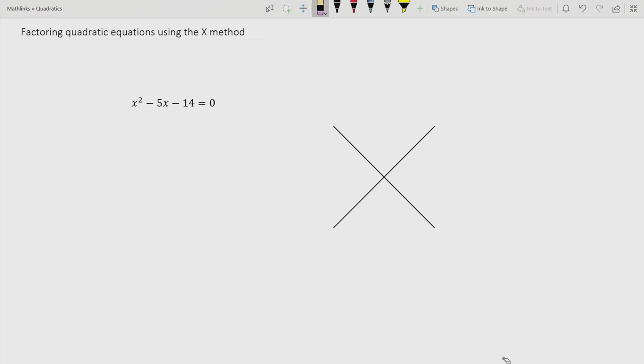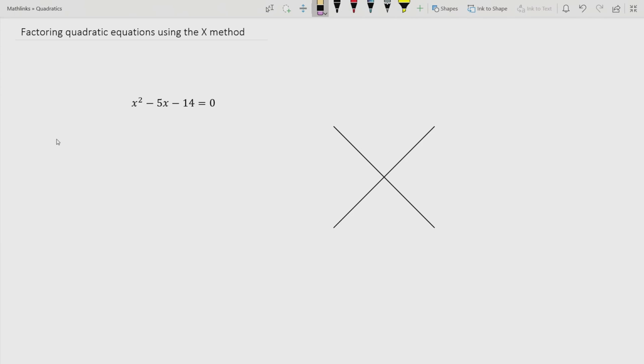In this segment, we'll go into factoring quadratic equations using the X method. Now, here we have a quadratic equation, x squared minus 5x minus 14 equals 0. Your first step is you want to make sure that the equation is equal to 0. So you're going to get everything on one side of the equation. So this is the case here. So we're good to go.